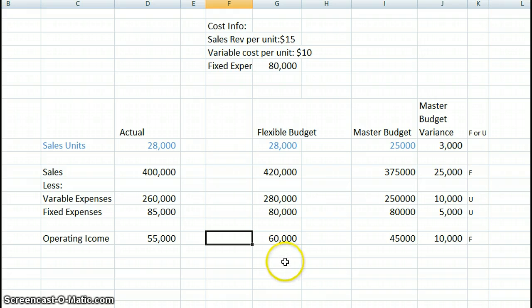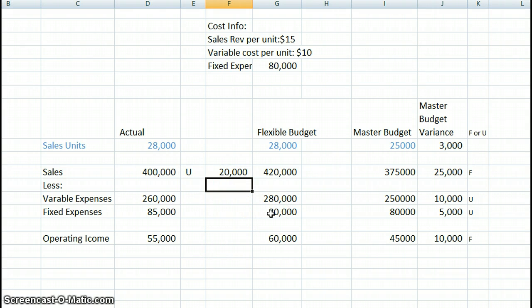Now you can calculate your variances against your flexible budget to see how you came up with your actual numbers. Your actual sales were 400,000, whereas your flexible budget said that we should have gotten 420,000. So you had a 20,000 unfavorable variance. I'm going to put the unfavorable on this side. You've got a 20,000 unfavorable variance.